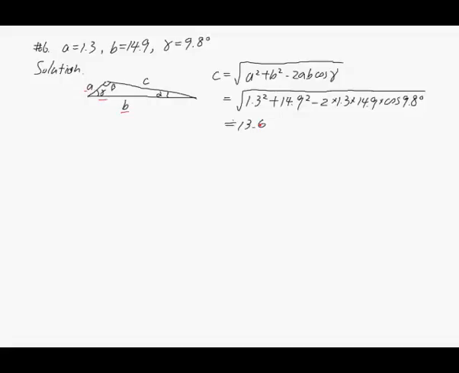So now, in this SAS case, we know this side and the one included angle. Then the next step is to find the smaller angle of the alpha and the beta.